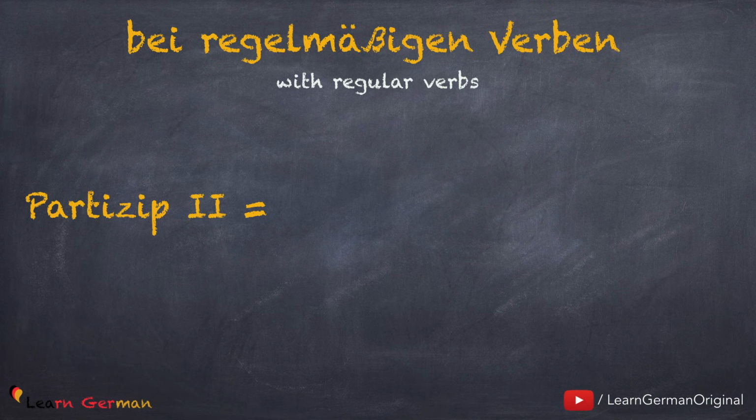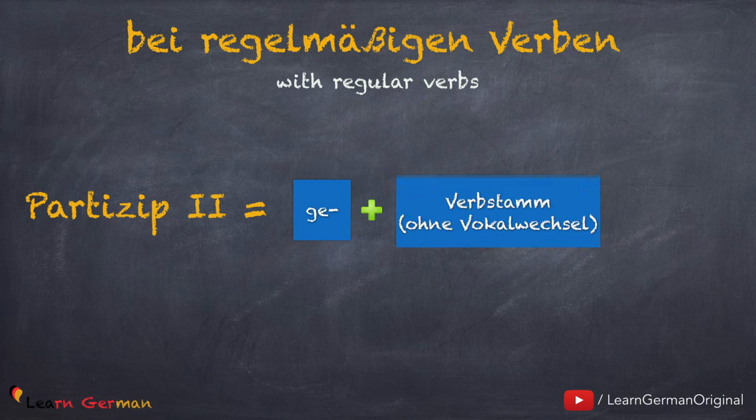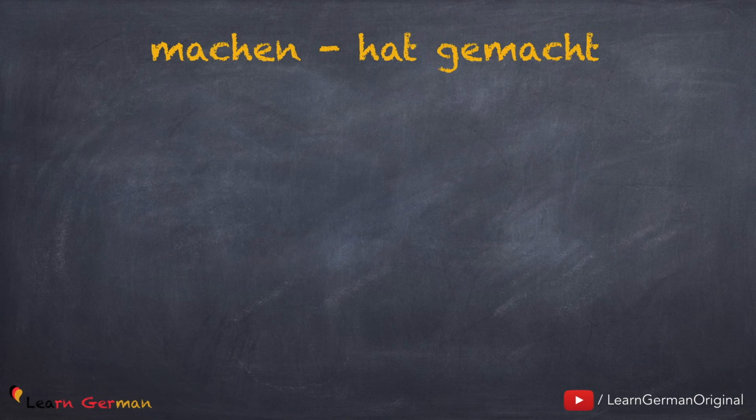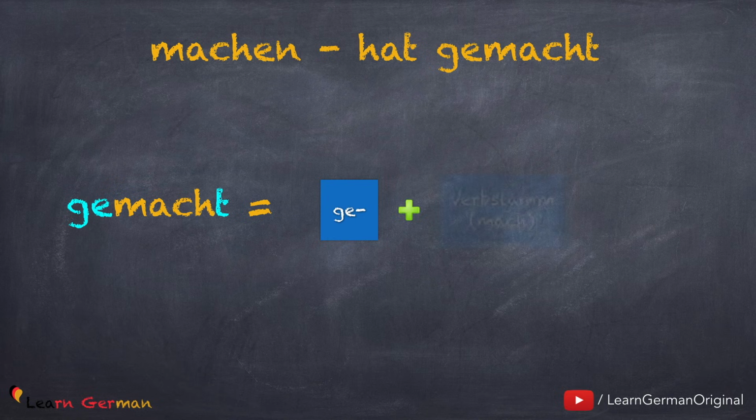Bei regelmäßigen Verben. Here you add ge to the Verbstamm. The Verbstamm has no Vokalwechsel, which is typical for regular verbs. At the end, you will either add a t or an et. We'll do a few examples to understand this better. Here's the first regular verb. Machen, hat gemacht. The Partizip II takes ge plus Verbstamm, that is mach, plus t at the end.